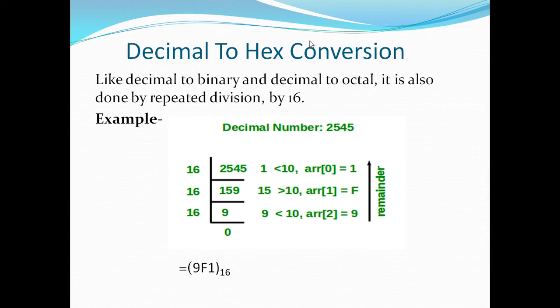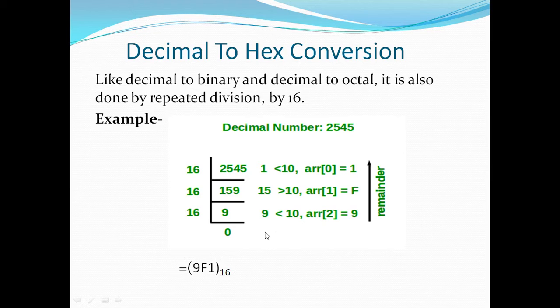Now let's start. So first conversion is decimal to hexadecimal. It is similar to the conversion we have done in decimal to binary and decimal to octal. What we were doing there, we were doing repeated division. But this time we will do the repeated division by 16. In decimal to binary, we were doing repeated division using 2, decimal to octal, repeated division by 8, but this time by 16. So suppose we have a number 2545, we'll simply divide this number again and again using 16.